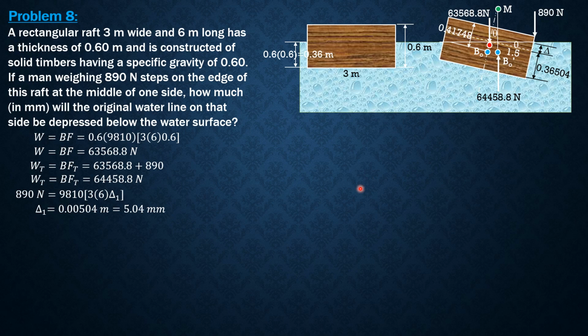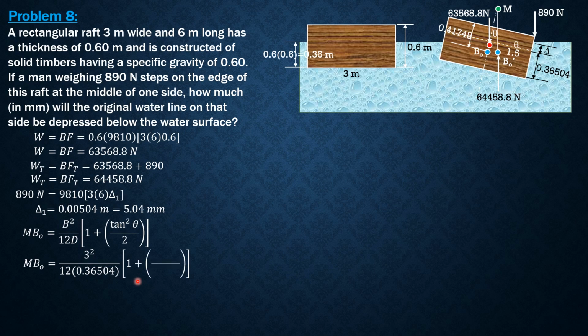So let's compute for MBO in terms of theta: b squared over 12d times quantity 1 plus tangent squared theta over 2. So it is equal to 3 squared over 12 times 0.36504, times 1 plus tangent square of theta over 2. So MBO is 2.0546 times 1 plus tangent square theta over 2. So we use the principle of summation of moments about BO equals 0.